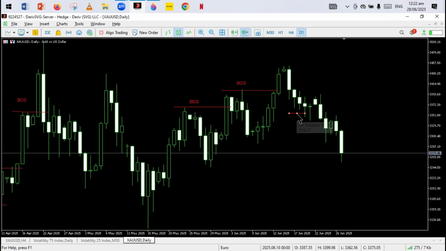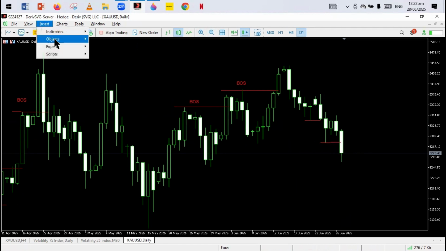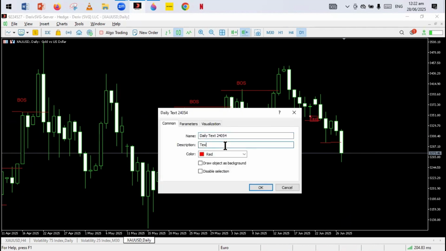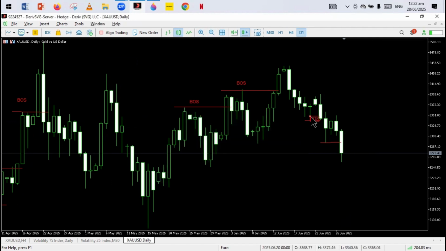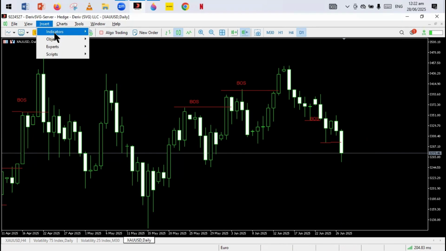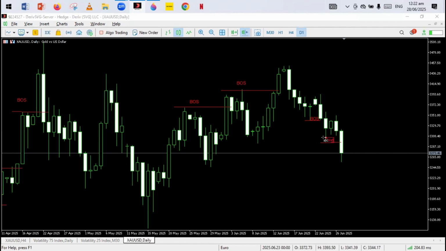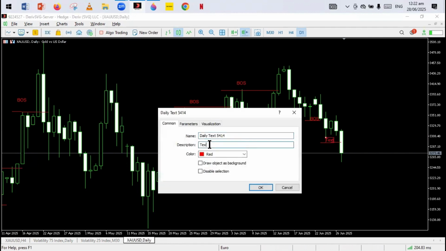We are having break of structures to the downside, break of structure to the downside, break of structure, the downside, set objects, text, we have a break of structure.